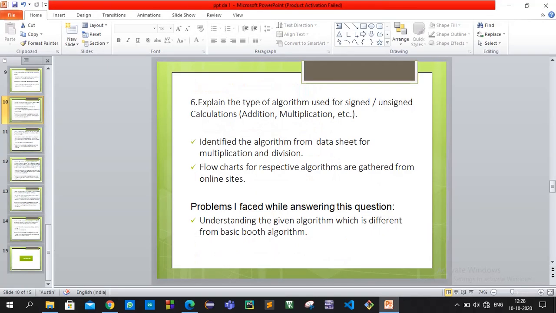The main problem I faced while answering this question is understanding the given algorithm. The algorithm present in my datasheet is not similar to the basic Booth algorithm or other division or multiplication algorithms. So that is the problem I faced while answering this question.